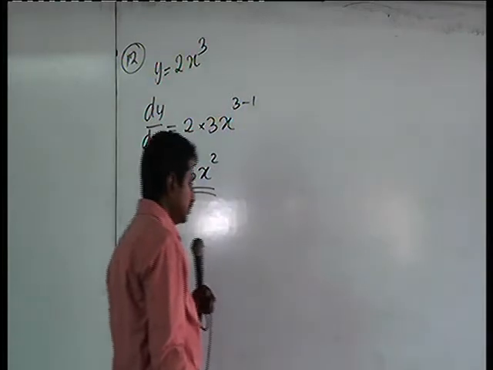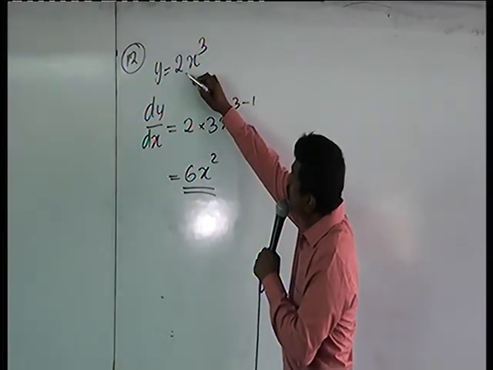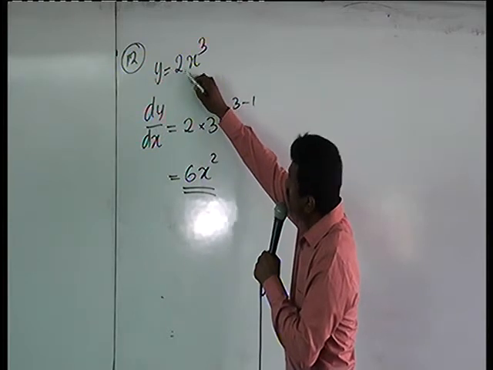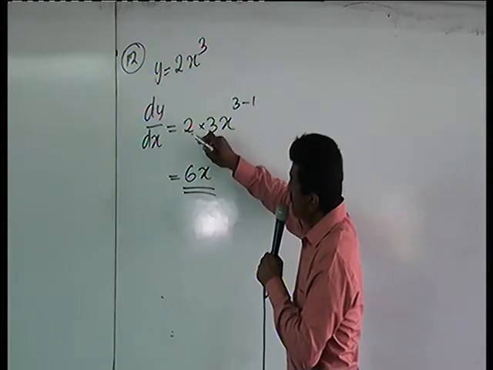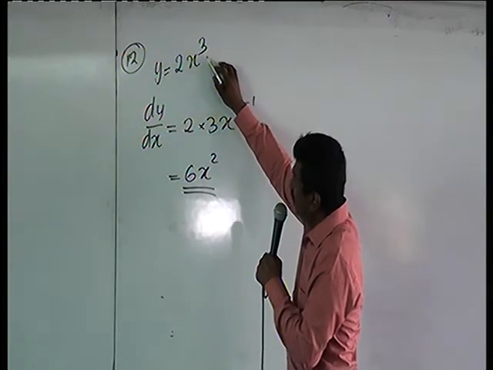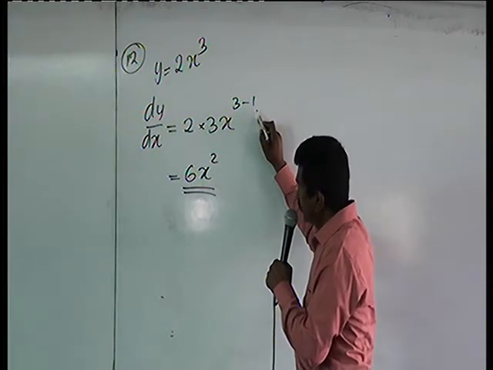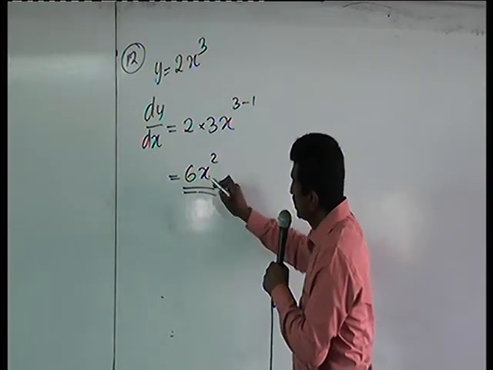Here again, 2 is a constant coefficient. So keep the coefficient as it is. Differentiate only the variable x to the power 3. So that becomes 3x to the power 3 minus 1. So 3 into 2 is 6, 6x squared.